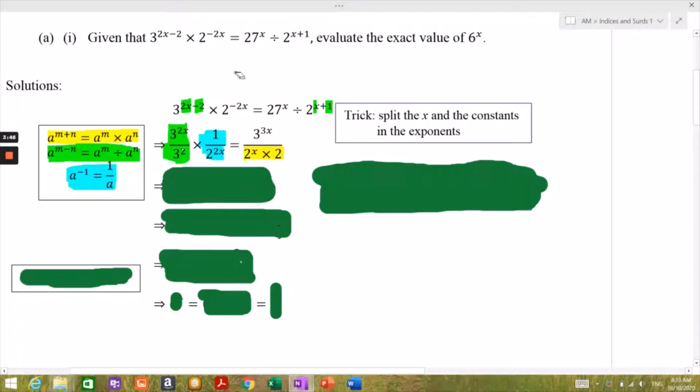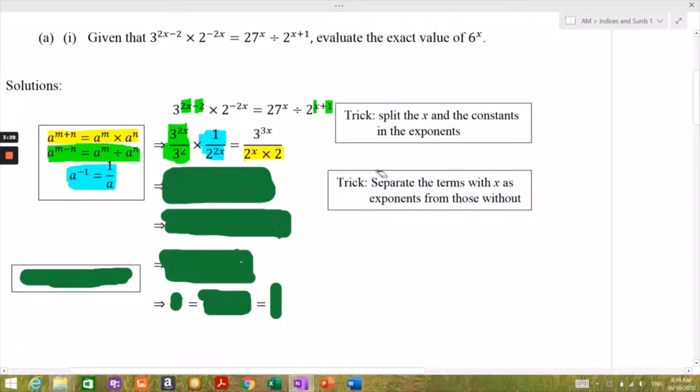For instance, the first term, 3 power of 2x minus 2, you can express as a fraction, 3 power of 2x divided by 3 power of 2. Similarly, 2 power of negative 2x is just a reciprocal. Then 2 power of x plus 1 becomes 2 power of x times 2. The next thing to do is to group all the terms with x and separate them from the terms without x. You do some cross multiplication and division, so that all the x terms appear on the left hand side, and the terms without x appear on the right hand side.